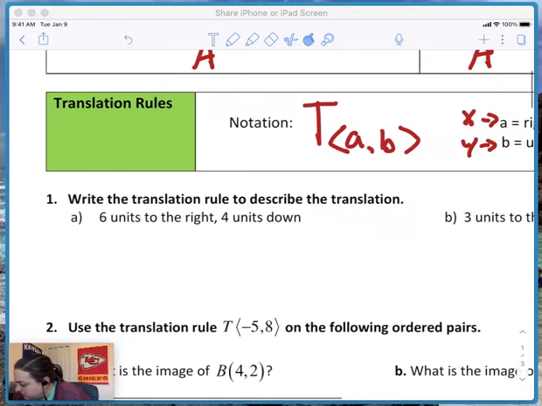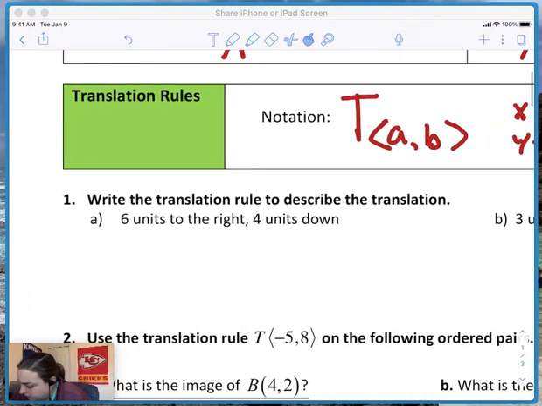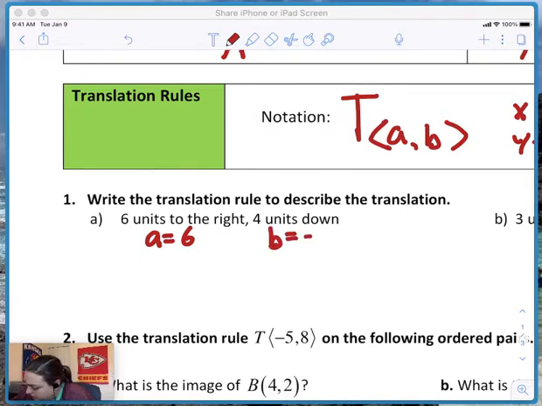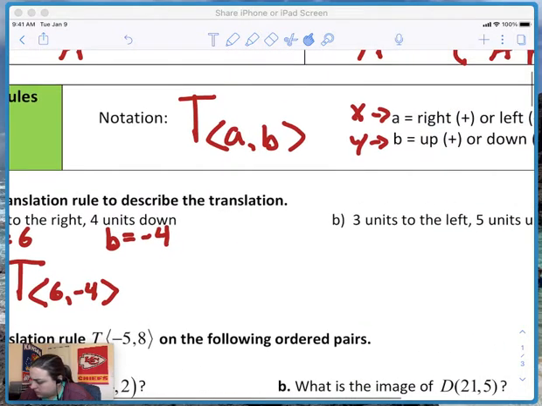So it tells me here that I go 6 units to the right. So that means our A is positive 6, and 4 units down. And since it's going down, that means it's going to be negative 4. So I'm going to write this as T 6 comma negative 4, which goes off our notation and our rules right here.